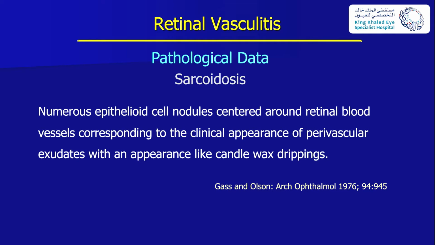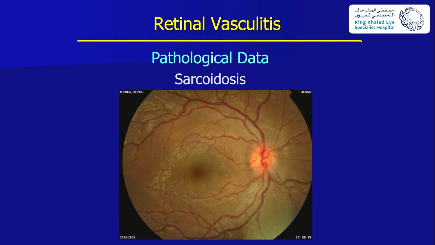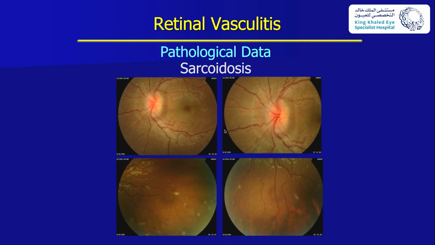Sarcoidosis, we have also histopathology to tell us that the vascular sheathing or cuffing corresponds to epithelioid cells in the perivascular space. An example, this is mottled fat KPs. As you know, sarcoidosis causes granulomatous inflammation, and optic nerve head swelling is common in patients with sarcoidosis, but you can see here the focal perivascular sheathing or cuffing.